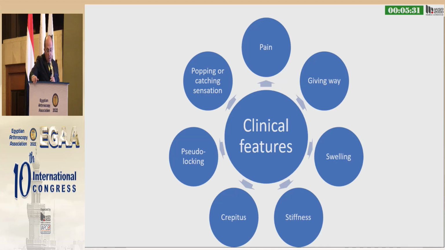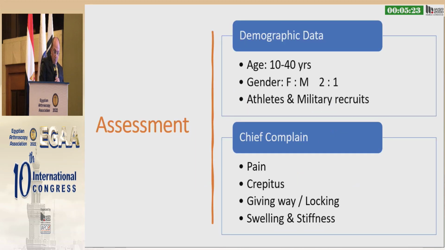The clinical presentation: the patient presents with pain, giving way, swelling, stiffness, crepitus, pseudo-locking, and popping or catching sensations. The demographic data: the age is usually between 10 and 40 years old, female more common than male, athletes and military recruits. The chief complaint, as we said before: pain, crepitus, giving way, locking, swelling, and stiffness.